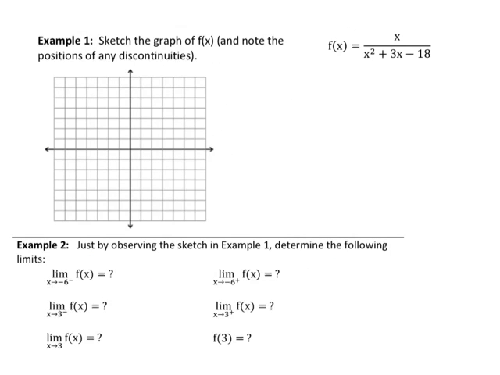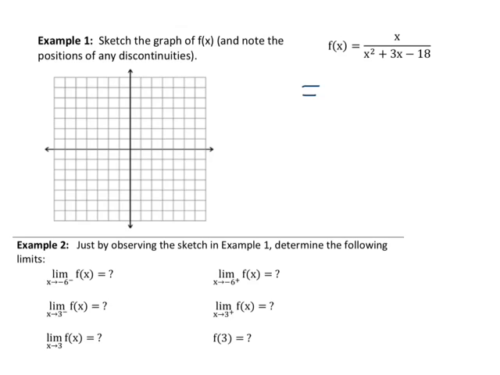In the following example, we're asked to sketch the graph of the function and then note the positions of any discontinuities. So we've got the function f of x equals x over x squared plus 3x minus 18. Rational function here. Alright, well it's going to be important here to factor the denominator. So if I were to factor the denominator here, what would I get? Well, let's see. This one should factor pretty easily.